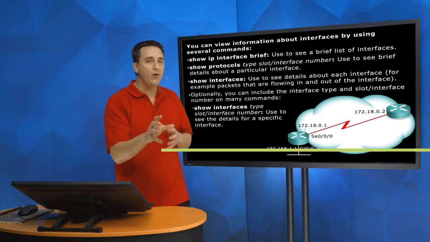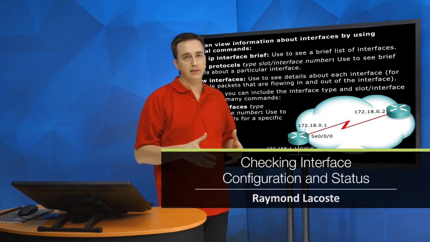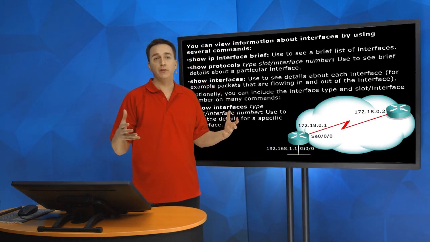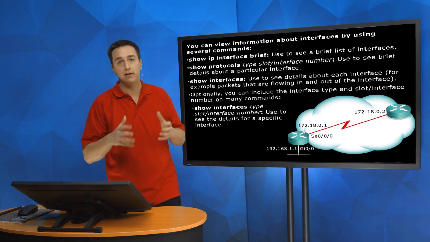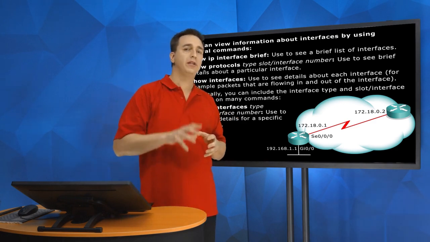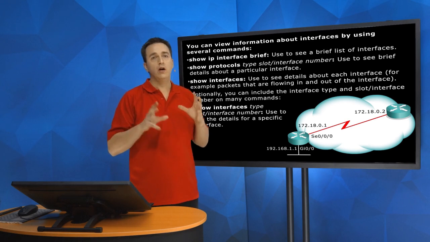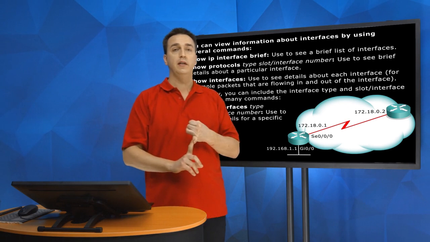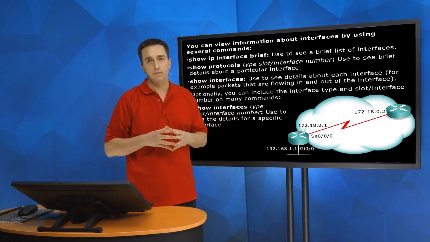There are many different show commands that we can utilize to verify the interfaces on our routers. Show IP interface brief is one of them. The keyword brief means that we are going to get very limited information about that interface. But here's what it's going to give us. It's going to give us the ability to know what interfaces are available on the device, if there's any IP addresses assigned to those interfaces, and whether we're up at layer 1 and layer 2 of the OSI model.